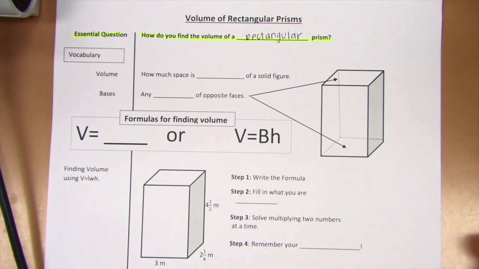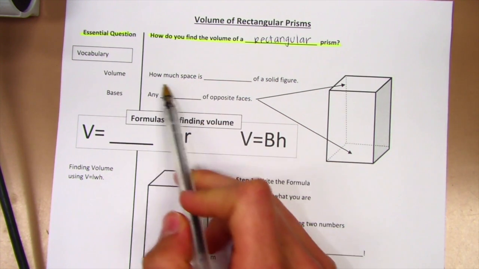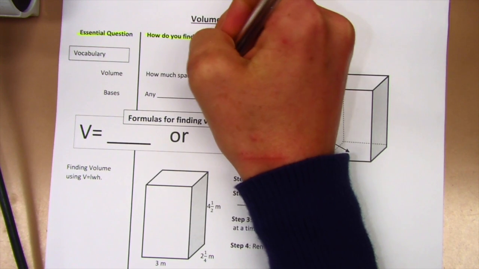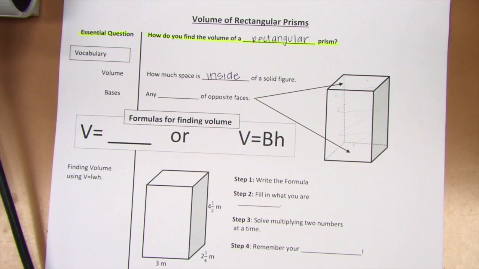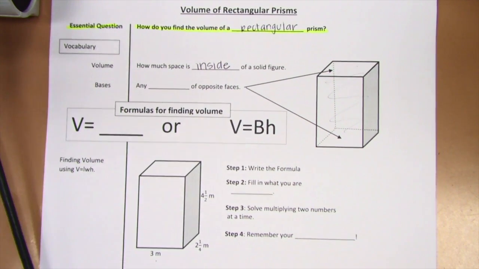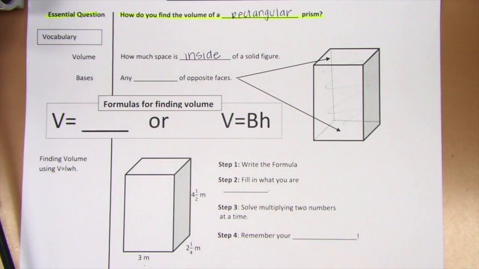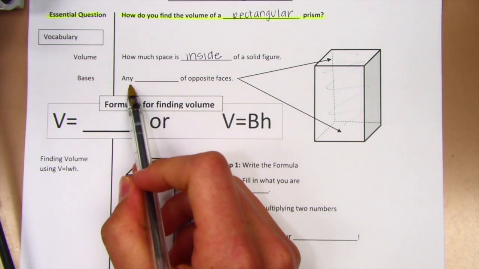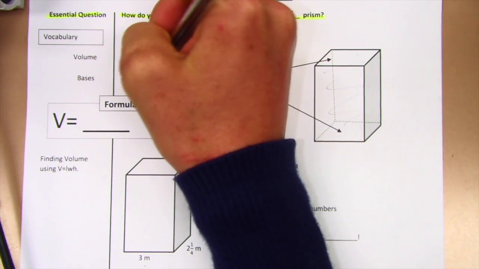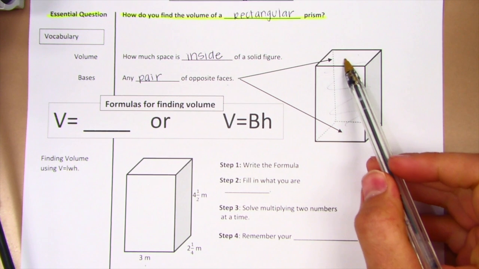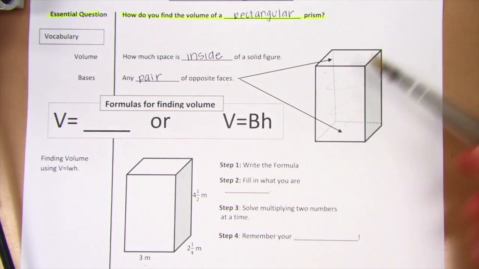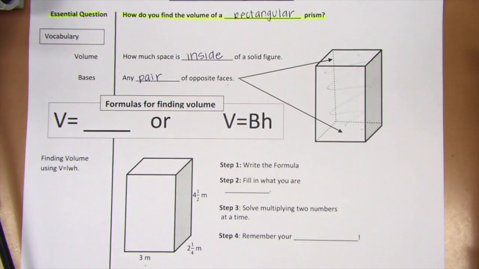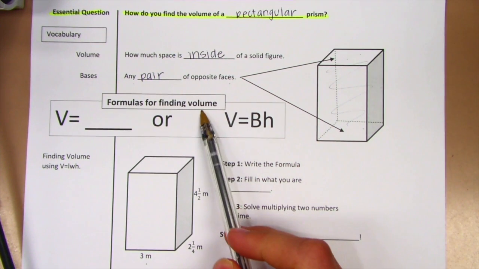Moving down to vocabulary, we're going to start with volume. What is volume? That is how much space is inside of a solid figure. The second vocabulary term is bases, and that is any pair of opposite faces. You can see the arrows are pointing to the top and the bottom of this solid figure, and those are opposites, as well as the side, and the front and the back.